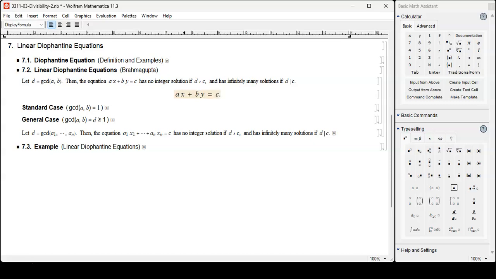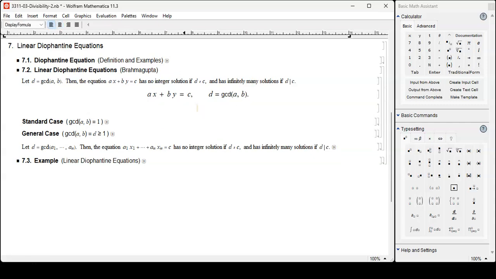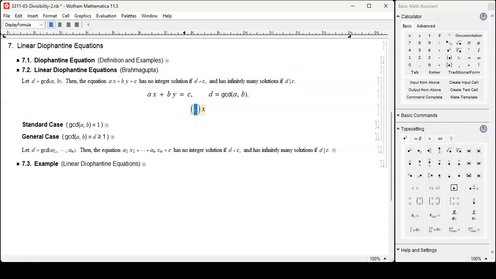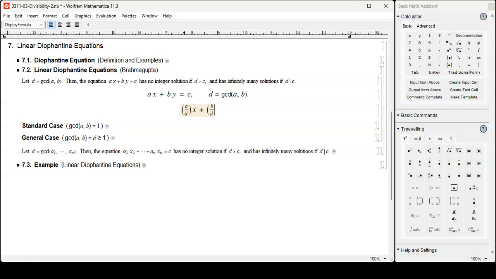Suppose that we have this, and also D is the GCD of A and B. Then what conclusion can we draw? Divide everything by D, then I'm going to get A over D x plus B over D y is equal to C over D.